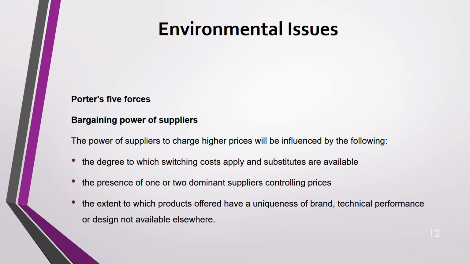Third, the extent to which products offered have a uniqueness of brand. If your brand is unique, which cannot be imitated or copied, if you have some technical performance or design, one example is Apple. There is a reason why Apple is unique. No one copies its design, no one is able to touch the technical performance or the screen that Apple offers. Because of that, they are able to charge premium prices over the years. So the bargaining power of suppliers like Apple is very high.